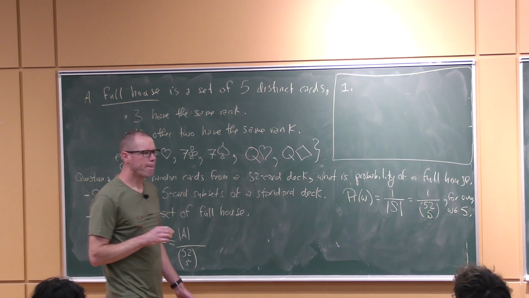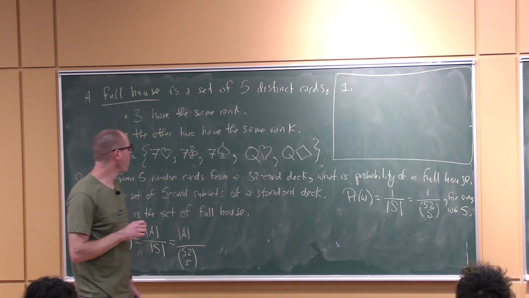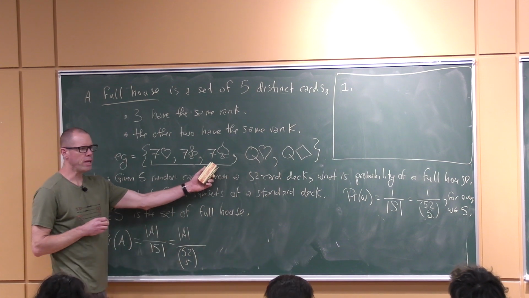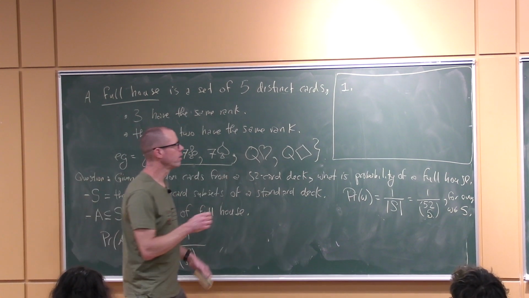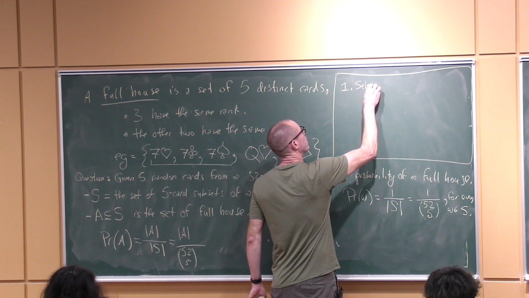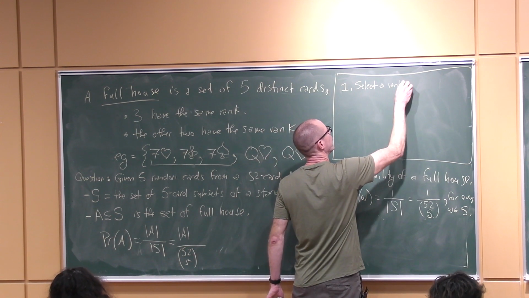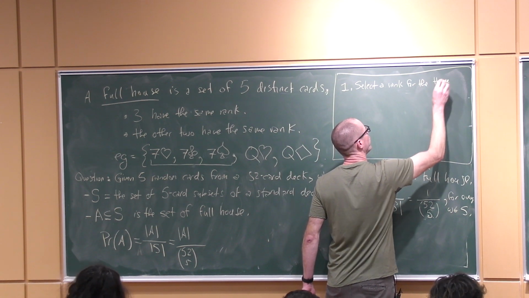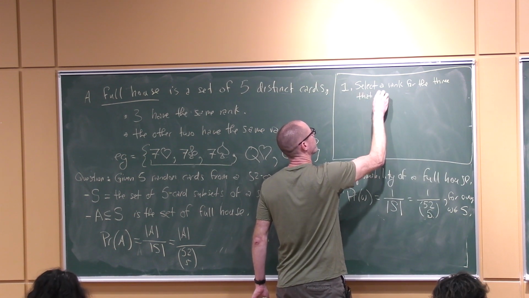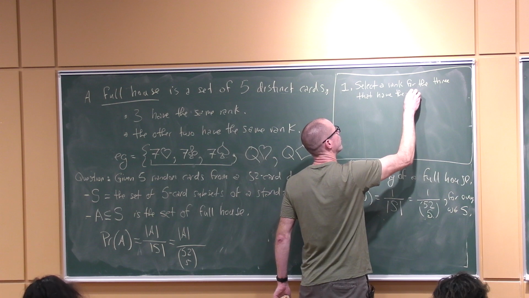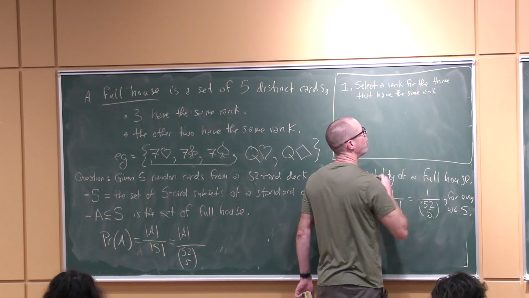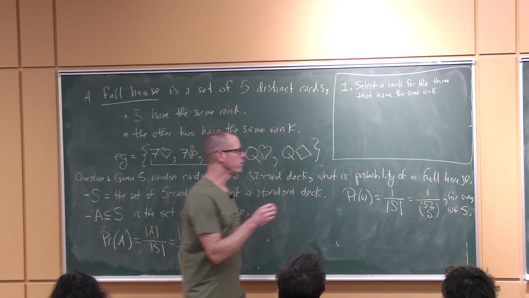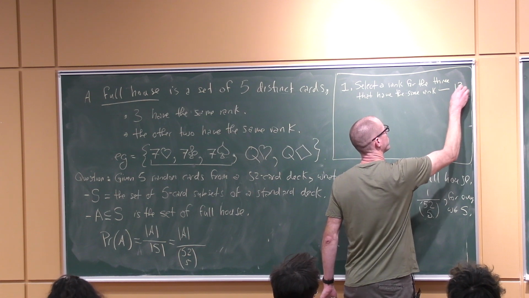Pick a card for the first 3. Okay, so pick a rank for the 3 that will have the same rank. Okay, so step 1 is select a rank for the 3 that have the same rank. How many ways are there to do this? How many possible ranks are there? 13. So there's 13 options for that.